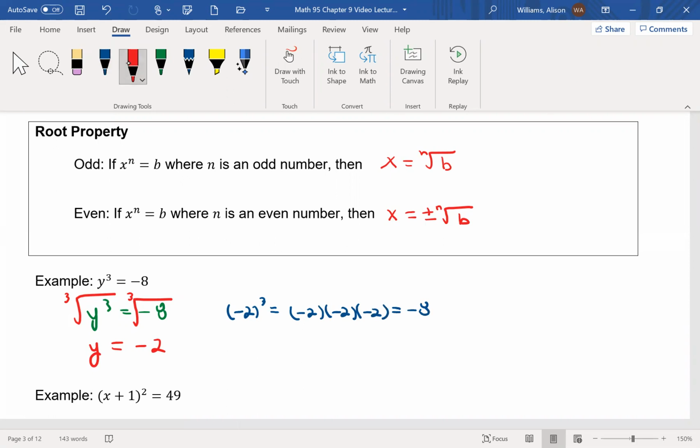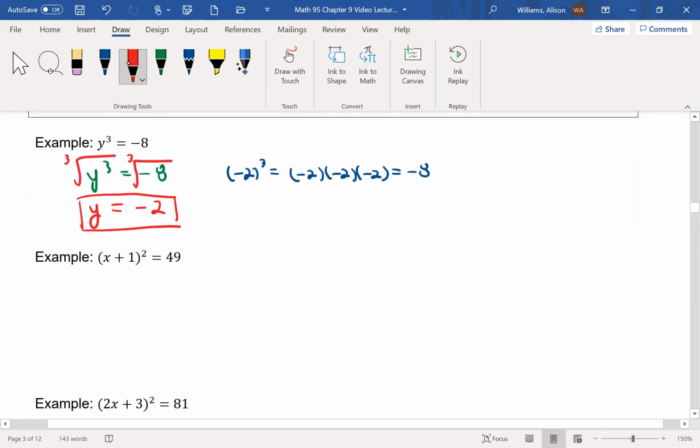The fact that there's an odd number gives me the negative. And I don't have to worry about a plus or minus, because it's an odd root and an odd power. I only have to worry about plus or minus whenever I'm working with even powers and even roots. Okay, let's look at this next one. I see that on the left side, I have something squared equals 49. I can use the root property to do this. So I'm going to squeeze it in rather than rewrite it. I'm going to square root both sides.